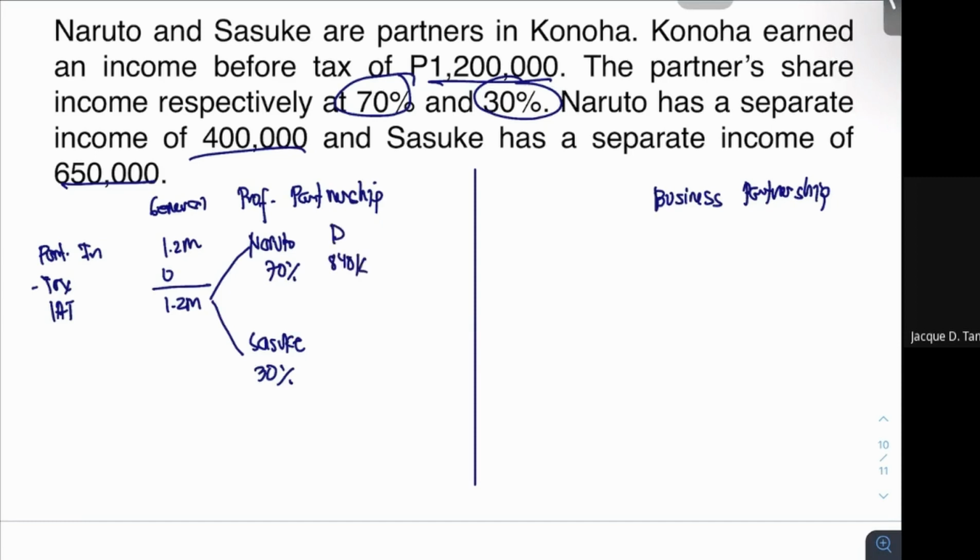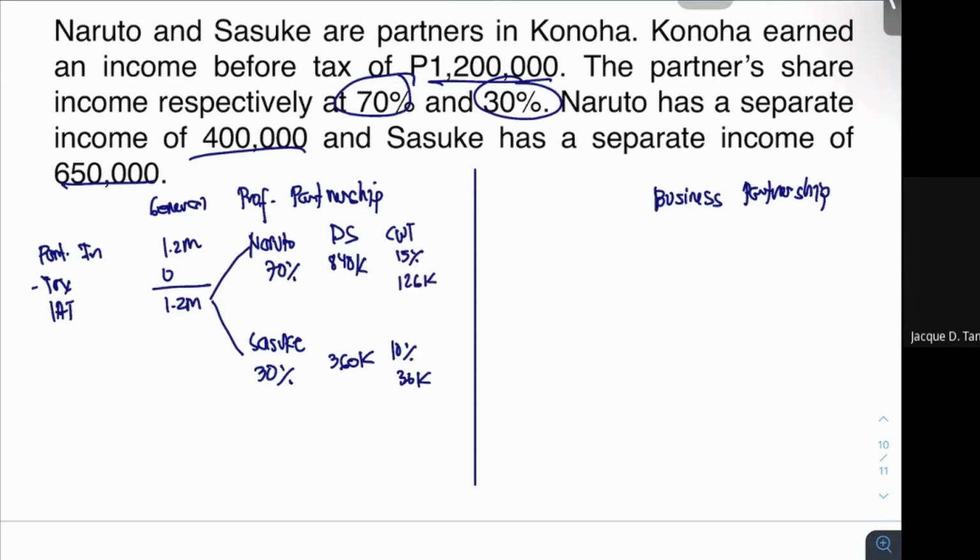So that is the distributive share. For Sasuke, the 30% is equal to 360,000. And it is subject to a creditable withholding tax. Since this is more than 720, 15%; if less than 720, 10%. So this will give us 36,000 for Sasuke. And for Naruto, it will give us an amount equal to 126,000.